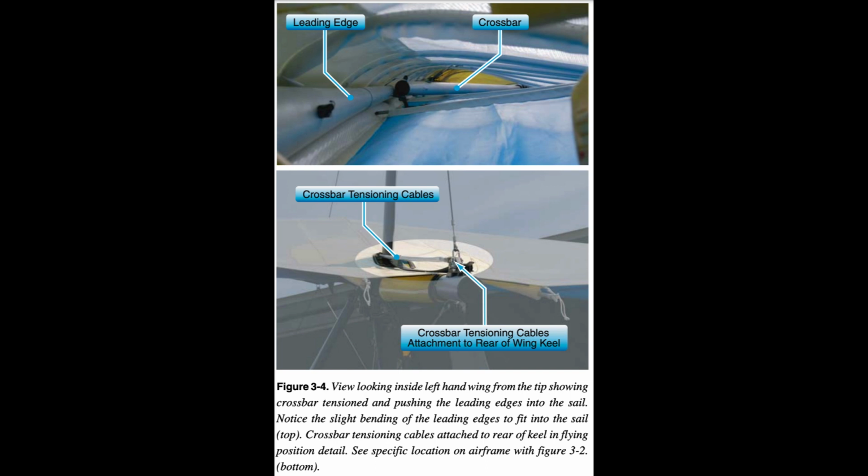A larger diameter tube is typically used to avoid any bending when the wing is flying. A ding, dent, or bend in the crossbar could spell disaster during flight because it is one of the main structural members that holds leading edges into position during flight.